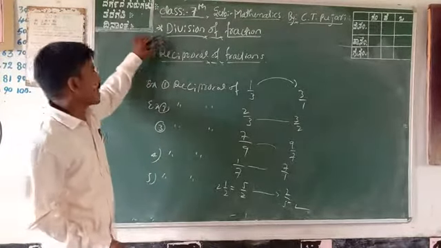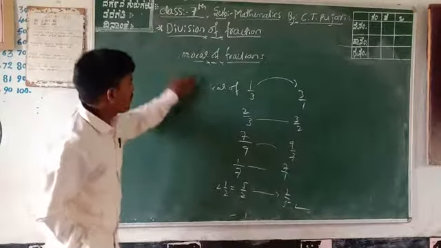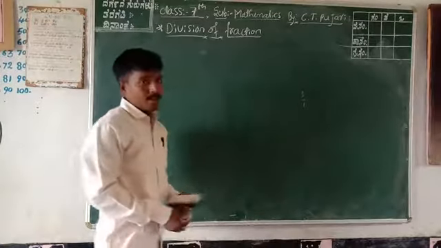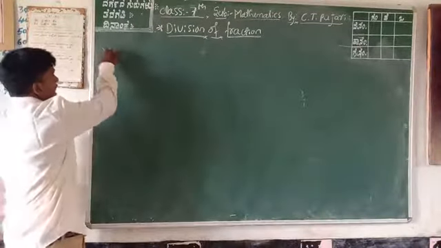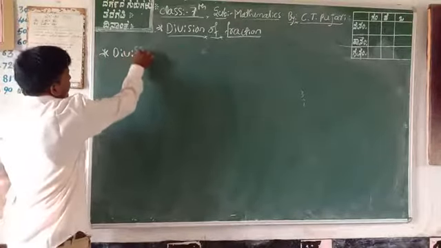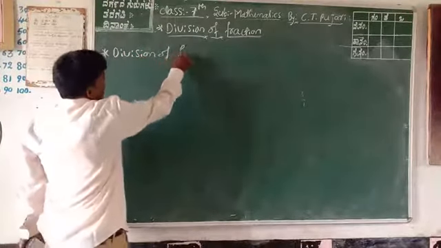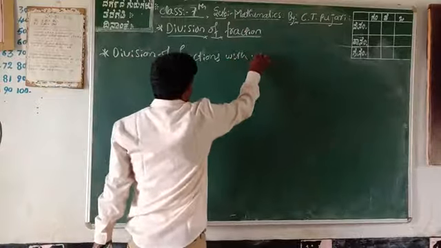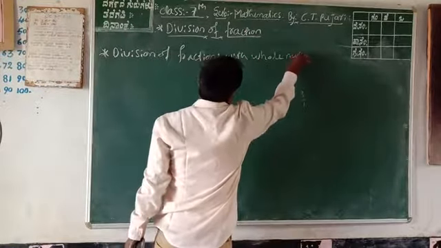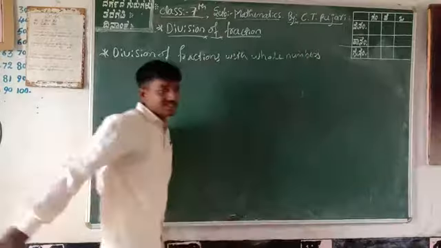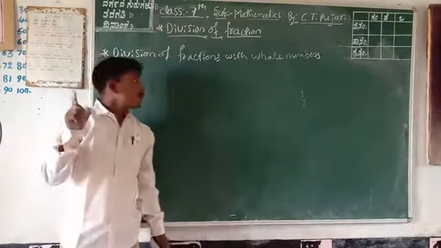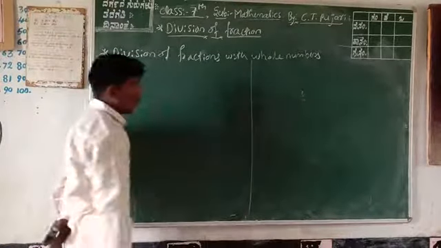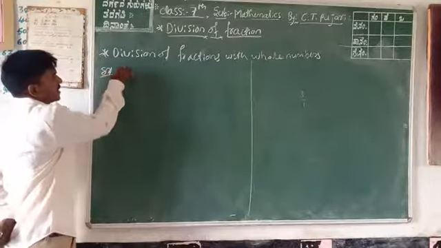Next is division of fractions. What is division of fractions? How can we simplify in division? The first heading is division of fractions with whole numbers. For example number 1.